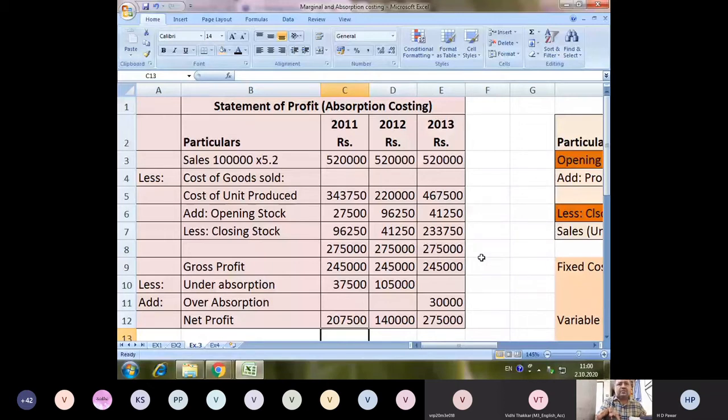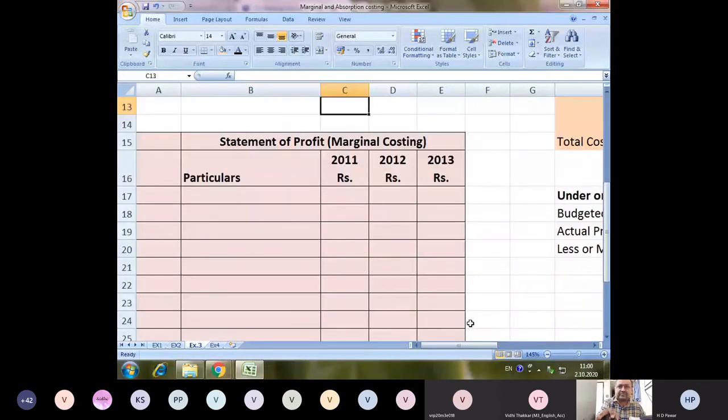Now prepare the same example, the same statement, but with the help of marginal costing. So this is the statement of marginal costing. Okay, this is marginal costing.